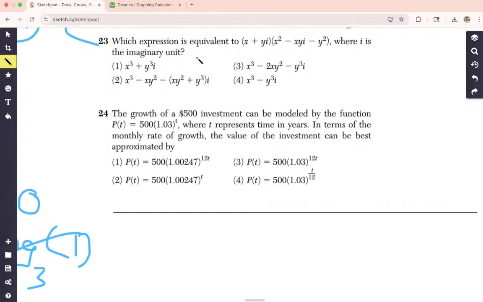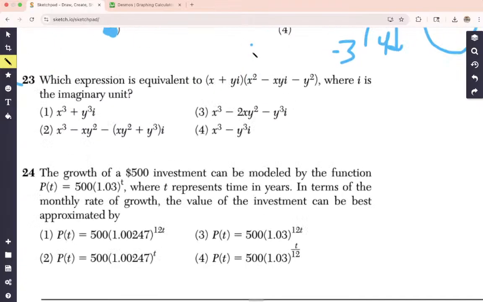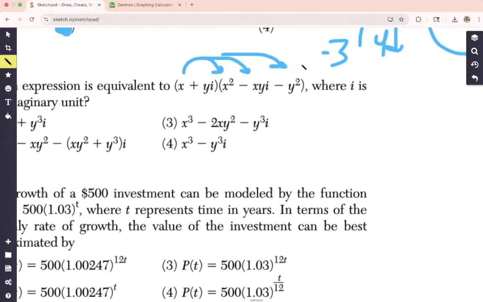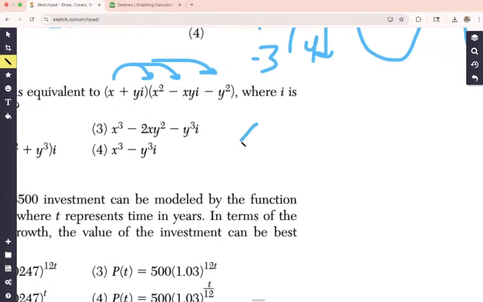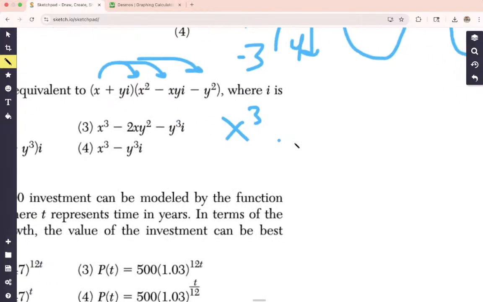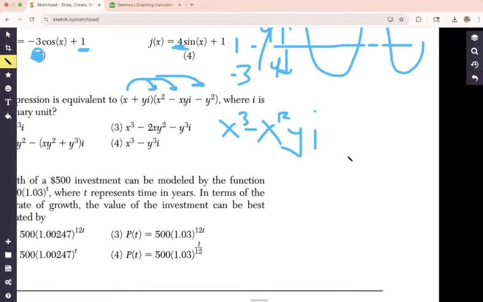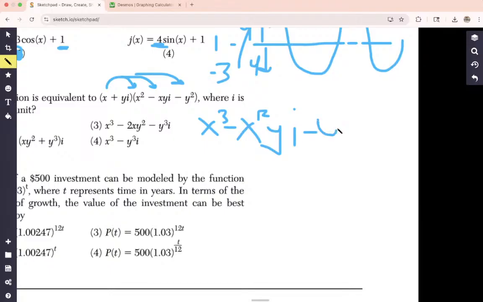Which expression is equivalent to this? This one is just a foiling one, okay? So kind of just FOIL everything out. So this is going to be x times x squared is x to the third. X times all of that is negative x squared yi. That times that is negative xy squared.